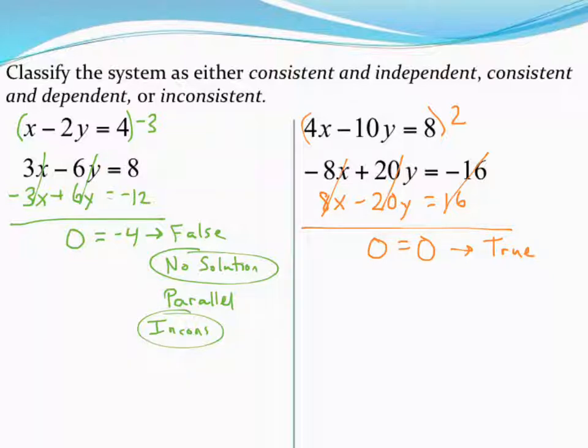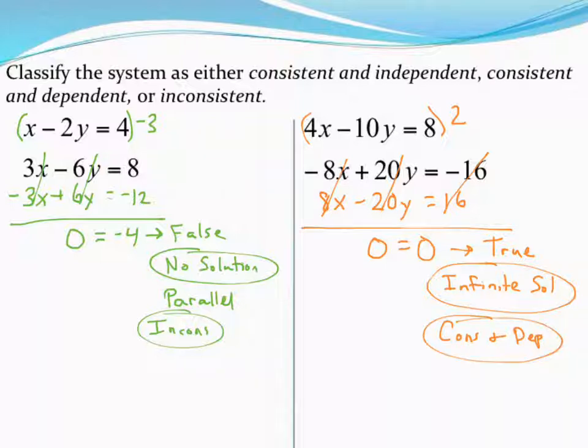So what that means is it's not that my solution is 0, 0. In fact, what this means is I have an infinite number of solutions. Both variables are gone, but I'm left with a true statement. So I have infinite solutions in this case, meaning if you were to graph this, the two lines would be the same line, right on top of each other, which we call the consistent and dependent solution, meaning consistent, we did have solutions, but dependent because they were exactly the same lines, we have an infinite number of solutions.